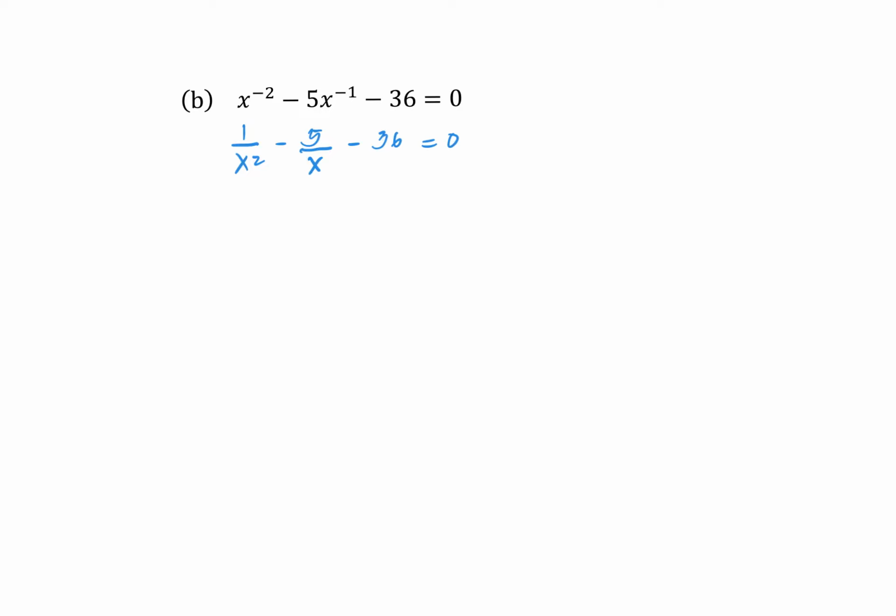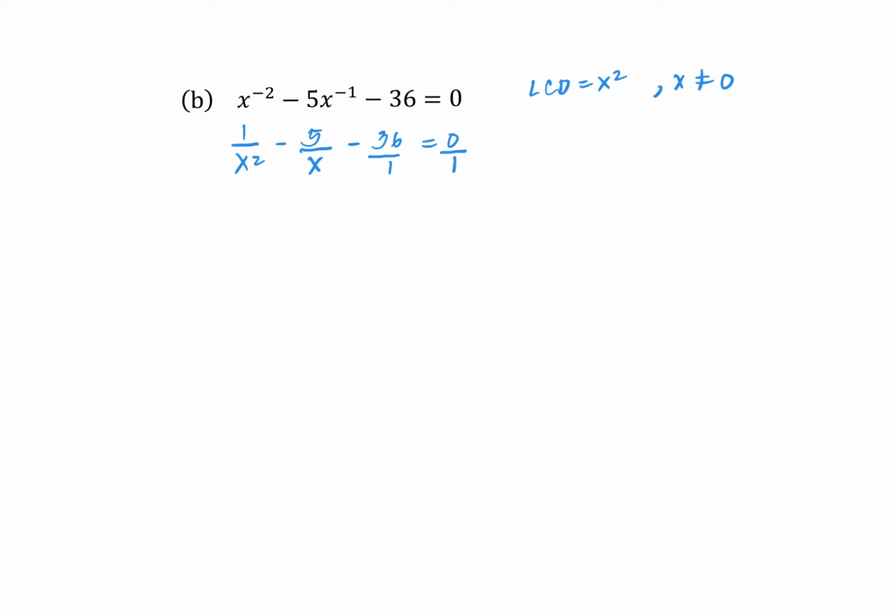I'm going to find my LCD. So you could write all of these as fractions by putting the 36 over 1, 0 over the 1. So when you look at all of the denominators, the LCD is simply x squared. Also note that x cannot be equal to 0. If x is equal to 0, then two of my terms will have 0 in the denominators and be undefined.